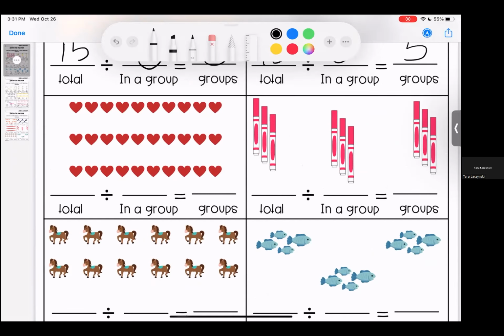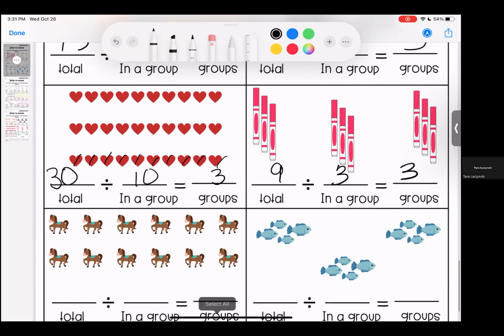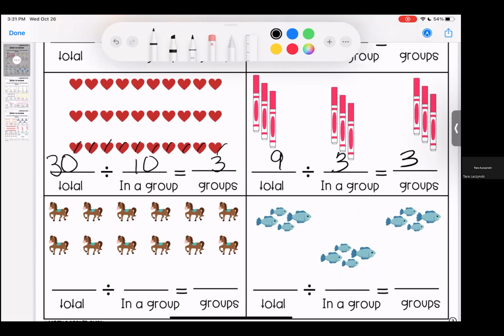Down here, our groups have 1, 2, 3, 4, 5, 6, 7, 8, 9, 10 in a group. There's 3 groups. We have 30 total. 30 divided by 10 equals 3. We have 9 total. There's 3 in each group. I have 3 groups. There's 6 in a group. There's 2 groups. There's 12 total. 12 divided by 6 is 2.